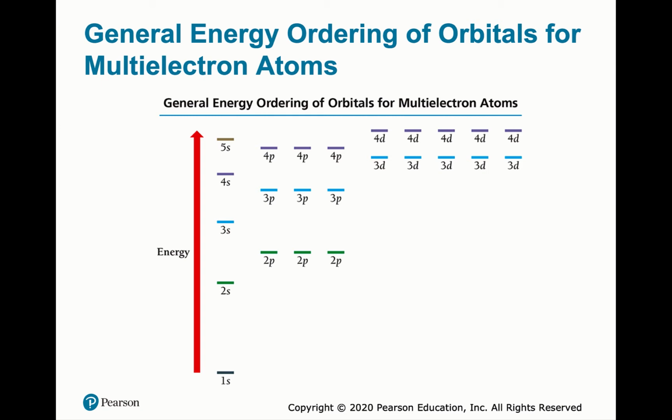Zeeman. It has to do with, for multi-electron atoms, the magnetic field of the electrons causing the splitting of orbitals. So that's the primary reason. Shielding and penetration is important, but it's more the magnetic field interactions. And so the Zeeman effect deals with magnetic fields.